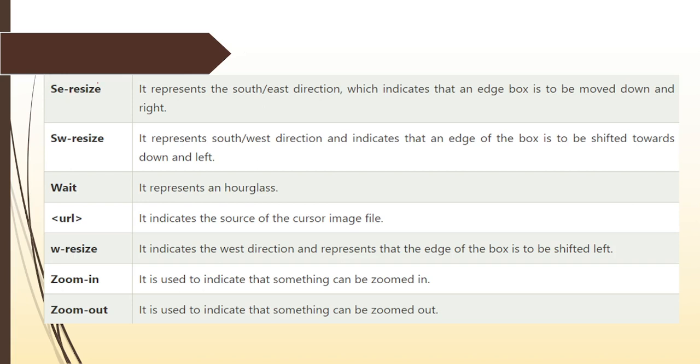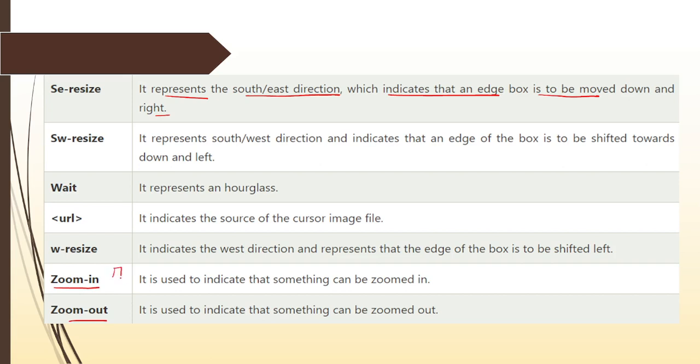First we have SE-resize. SE-resize represents the southeast direction, which indicates that an edge of the box is to be moved down and right. All these definitions are very important. For example, this is your zoom in and zoom out.